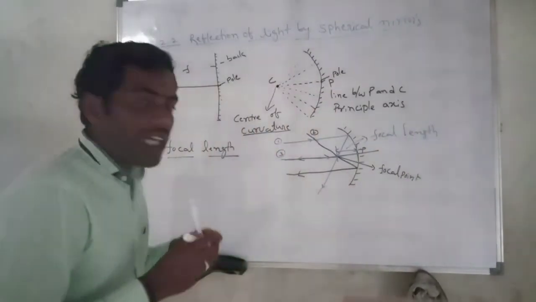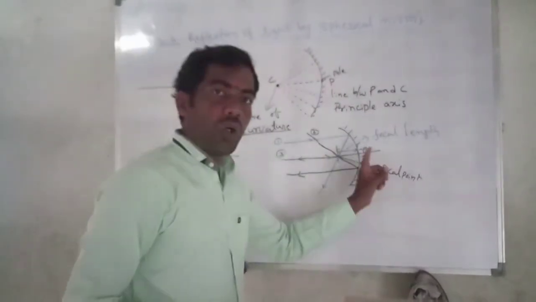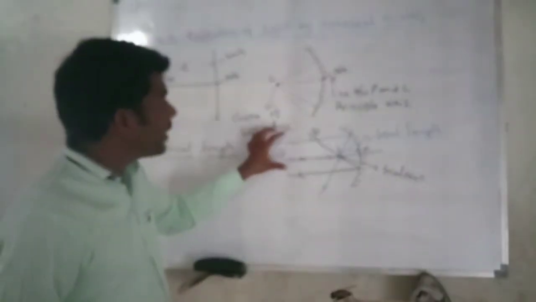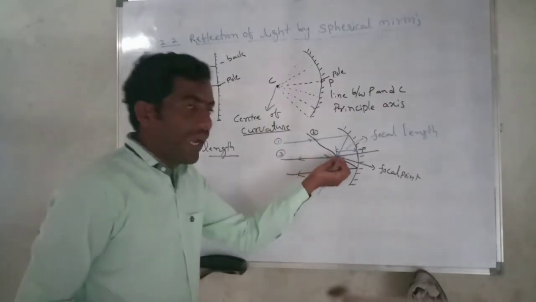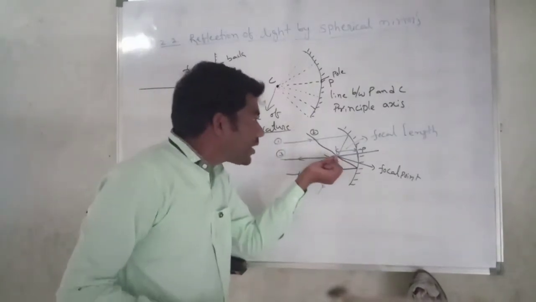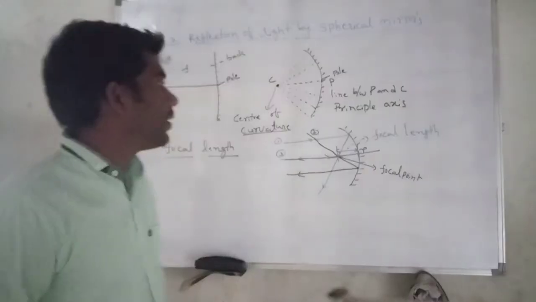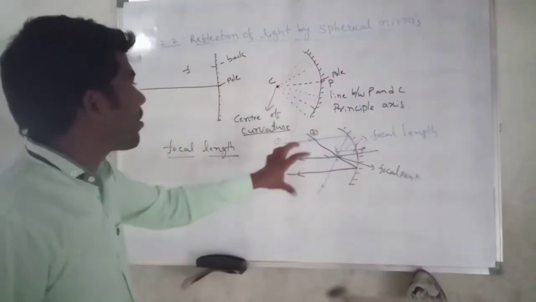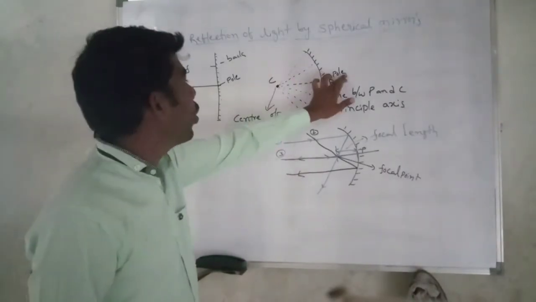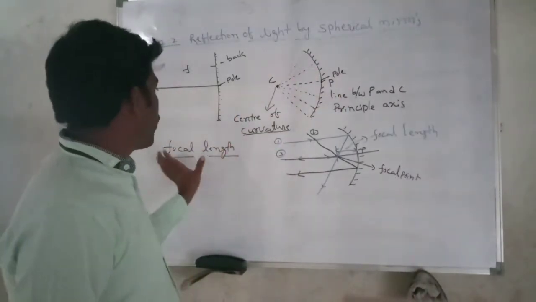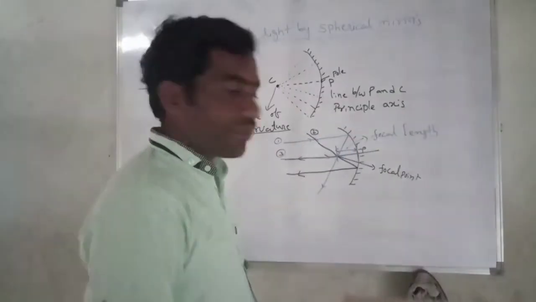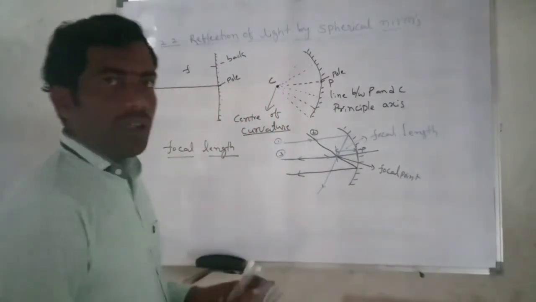That means the distance between the pole and the focal point. The focal point means the point where the reflected rays coincide at a single point. That single point we will call the focal point. These are the concepts of some basic terms: pole, center of curvature, focal length, focal point, and the principal axis. These are the simple points.